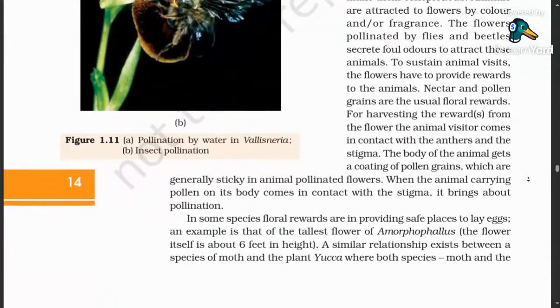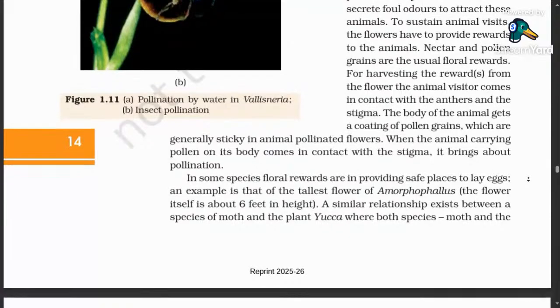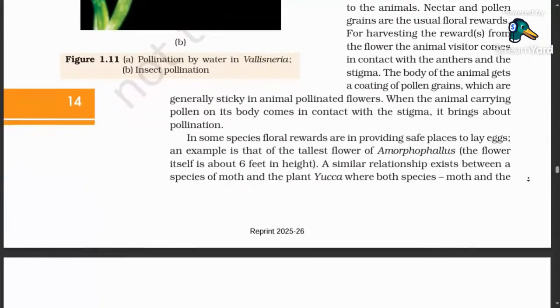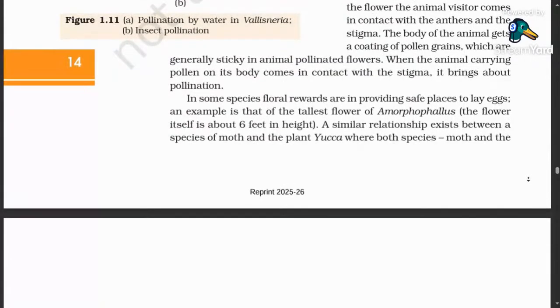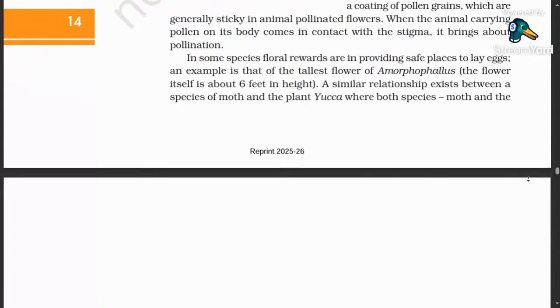Nectar and pollen grains are the usual floral rewards. For harvesting the rewards from the flower, the animal visitors come in contact with the anthers and the stigma. The body of the animal gets a coating of pollen grains, which are generally sticky in animal-pollinated flowers. When the animal carrying pollen on its body comes in contact with the stigma, it brings about pollination.